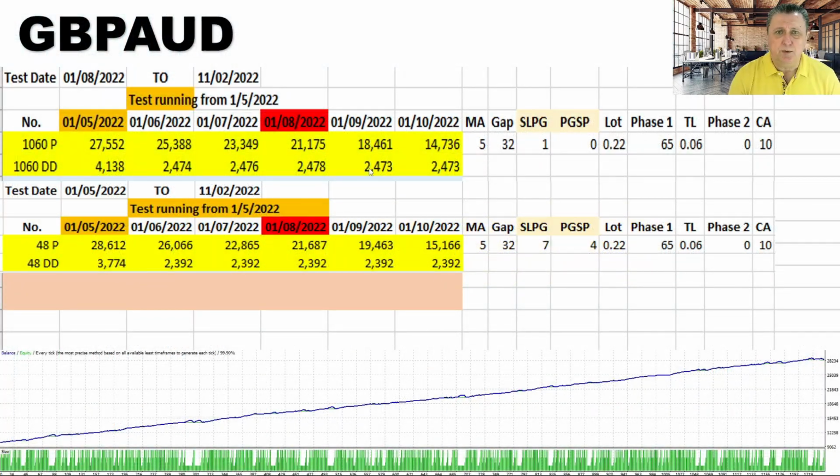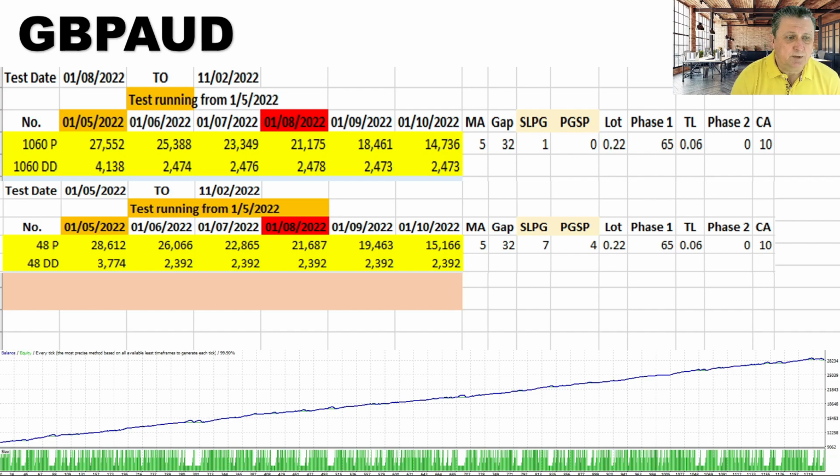In this one, we have now put the two together so you can compare them. The top one up here is the first test that we did with the 532. You can see that the price gap level is 1 and nothing is changing up here. The one that we have just had a look at was the 28,612, 3,774, testing out of 1st of May.